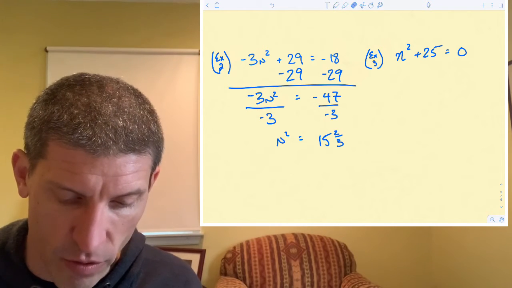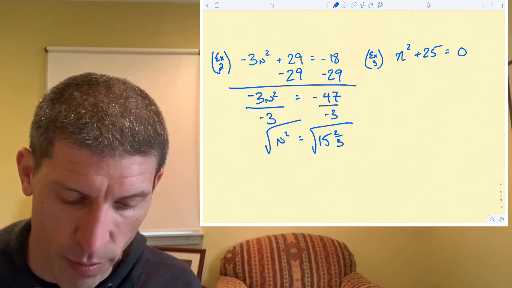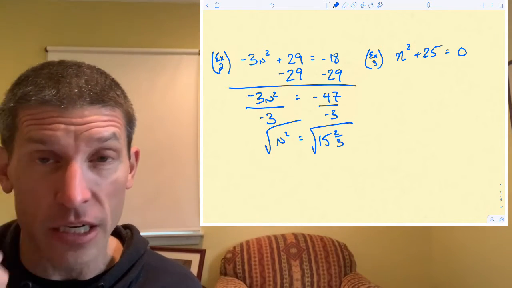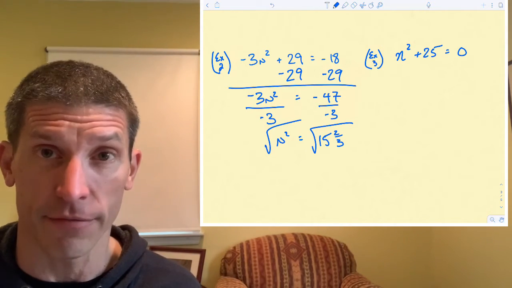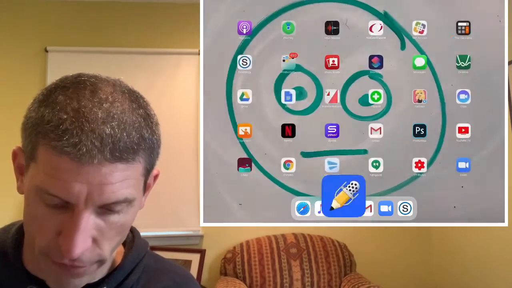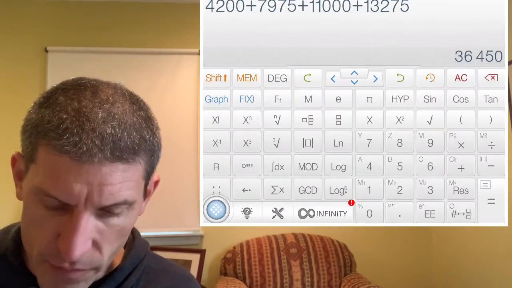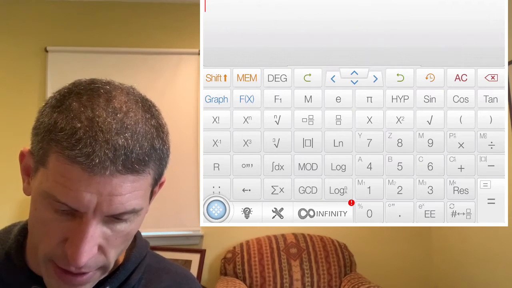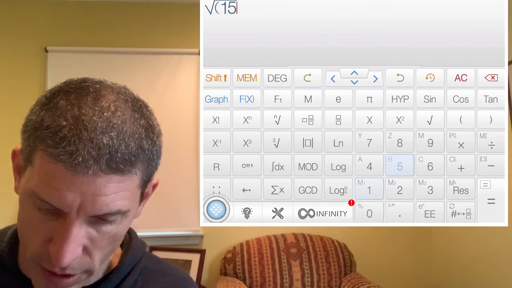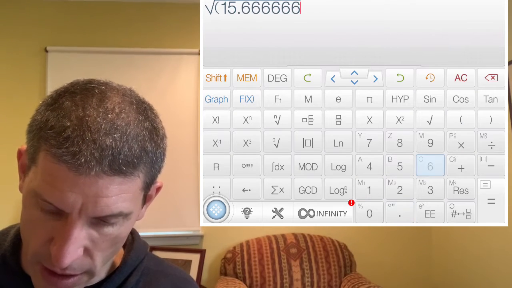I still square root both sides to get my two answers. The only difference is I need to square root something that is, well, kind of not a perfect square. So I think I have my calculator tool here, 15 and 2/3. I'm going to grab my calculator. I need the square root of 15 and 2/3. So square root of 15 and 2/3.